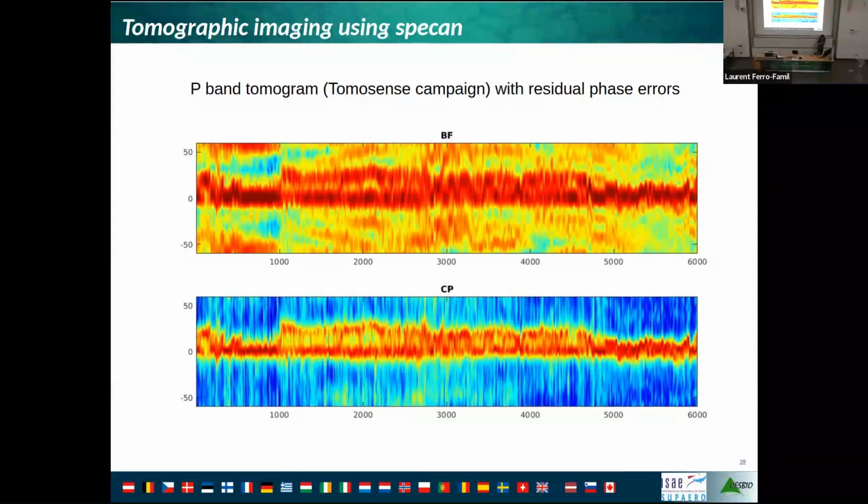Another example of TomoSense. This is the beamforming profile computed over TomoSense, and you see that the phase compensation was not perfect, and this is what you get when you apply Capon. So everybody can guess where the ground is. The ground is here, and this is the tree elevation. You will see during the practical, it's amazing to see how tomography can estimate correctly the tree height. It works very well.